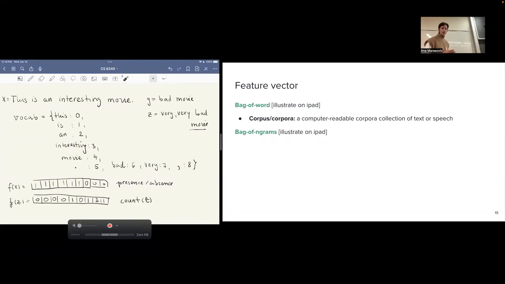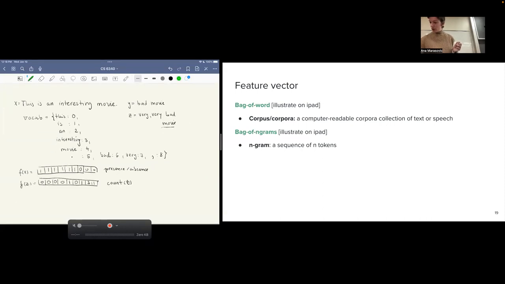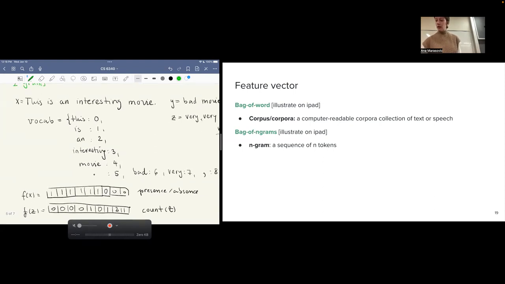All right, let me speed up a little bit. So this is one option. The other option is a bag of n-grams. An n-gram is a sequence of n tokens. Again, here we are working with words. Our tokens are the same thing as words right now. They're not always going to be. And so if we have a sequence of n words, let's say a sequence of two words, so let's say we are looking into 2-grams. Then these 2-grams would be "this is," what's the next 2-gram?